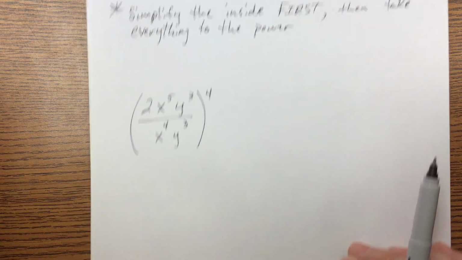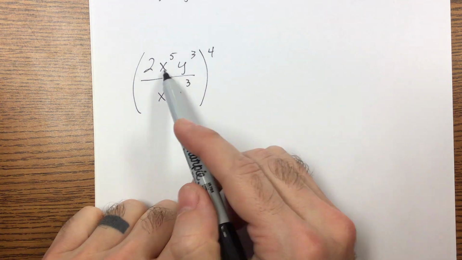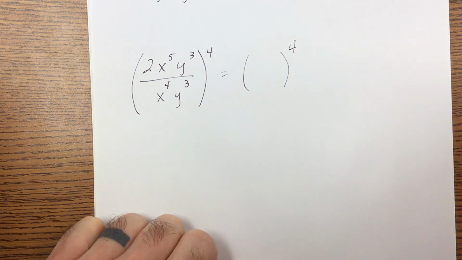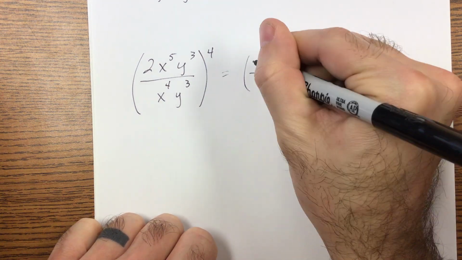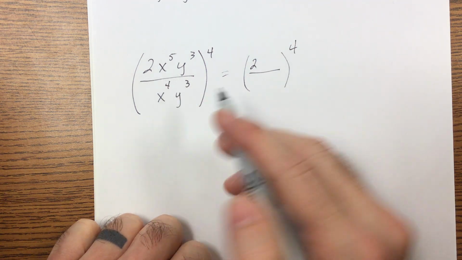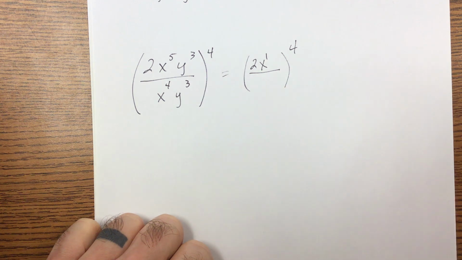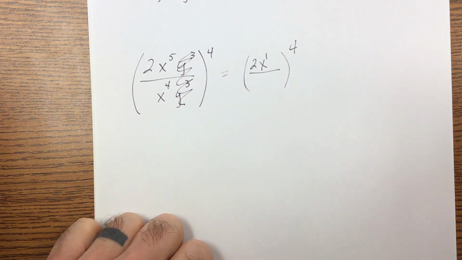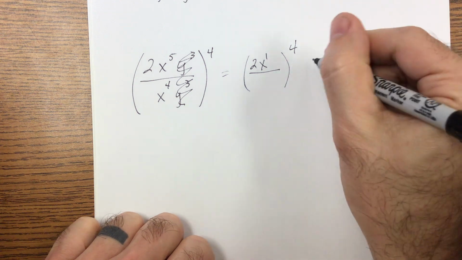Let's look at this one. Let's first fix everything inside. So we're going to end up with something to the 4th power. Let's see what we end up with. Well, we've got a 2 there. We don't need to mess with that. Which x has more? Top does, by 1. Which y has more? Whoa, they're the same. They cancel. Excellent. Look how easy this problem has become.